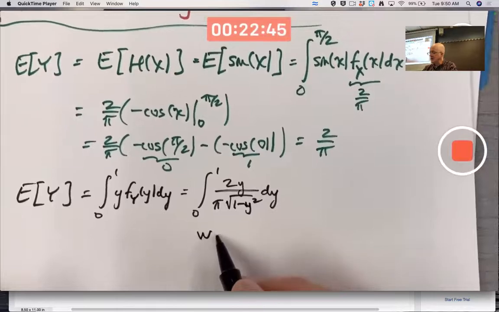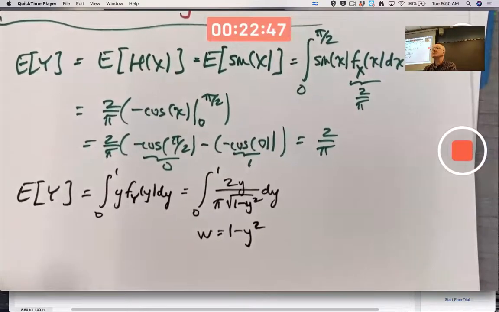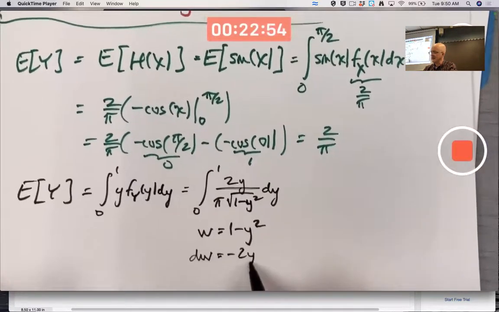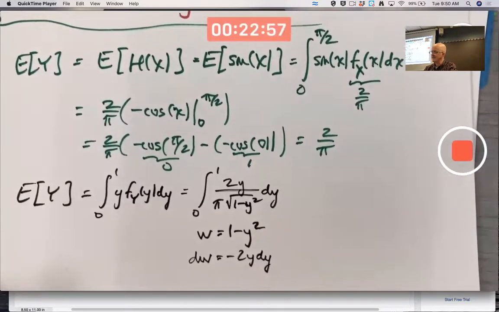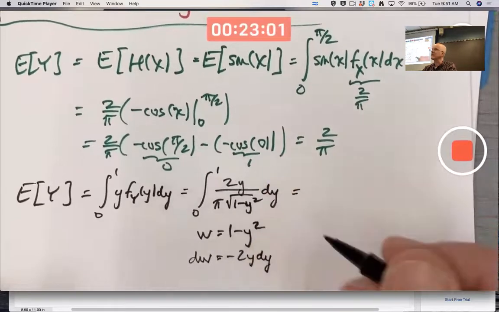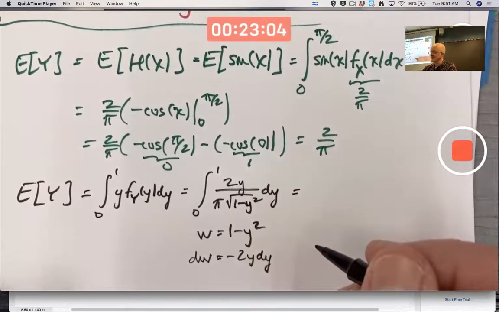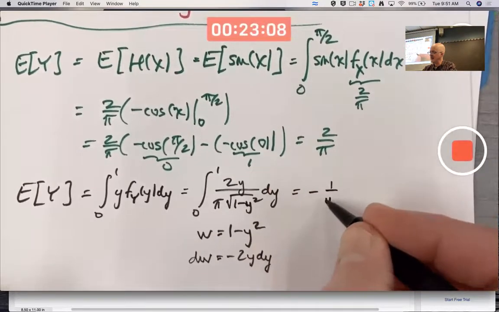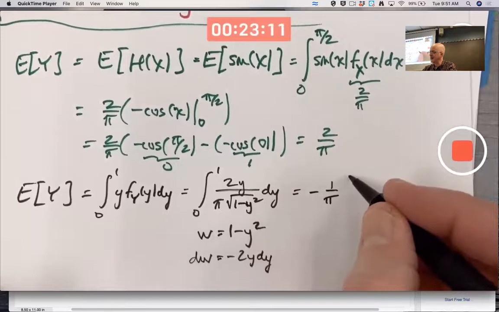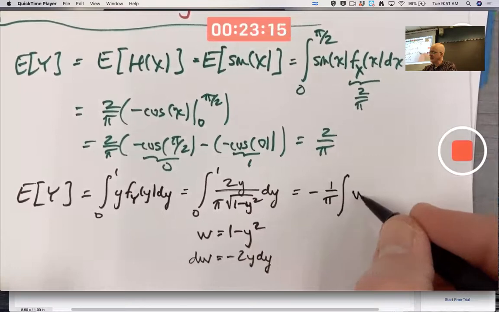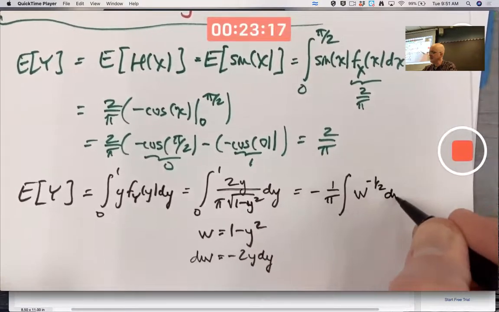U or w equals 1 minus y squared is a good substitution to do. And dw is negative 2y dy, which is almost up there except for no minus sign. So it looks like we get negative 1 over pi. I brought the 1 over pi out, and I also brought a negative sign out. Ultimately, w to the negative 1/2 dw.